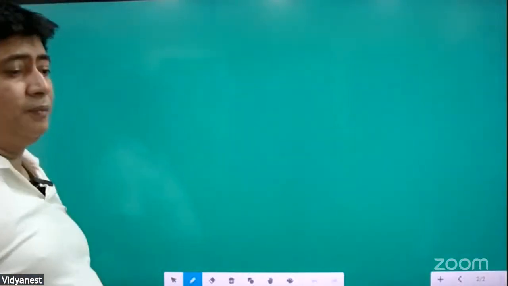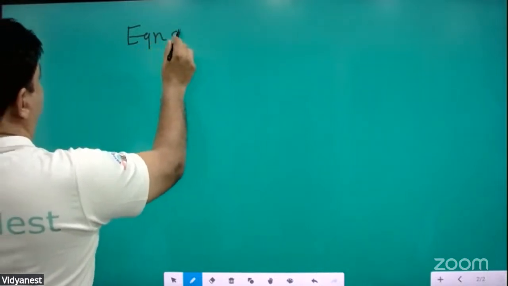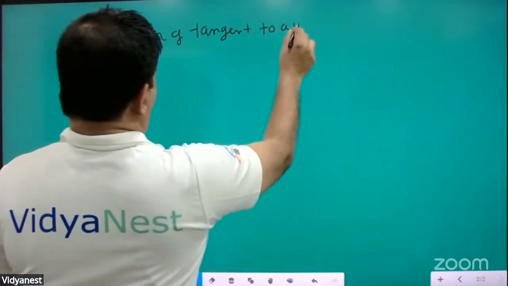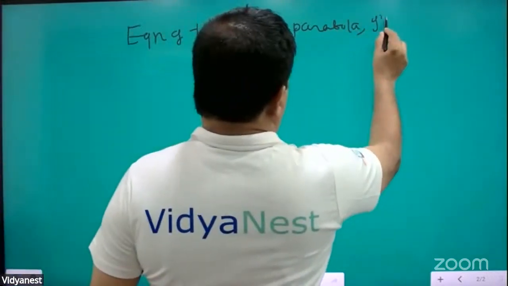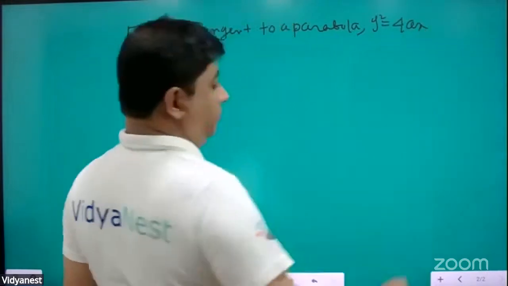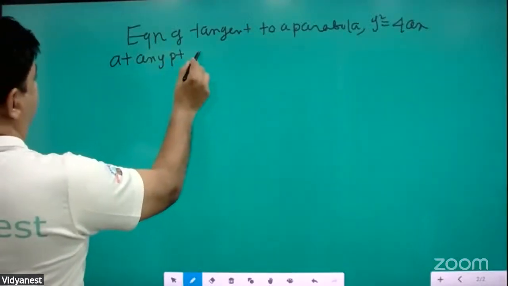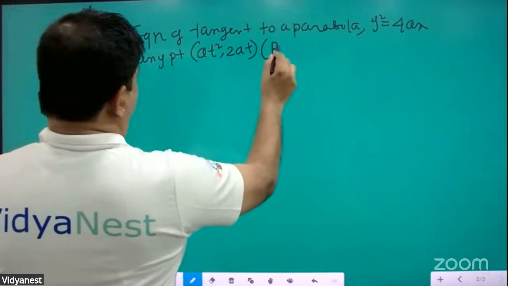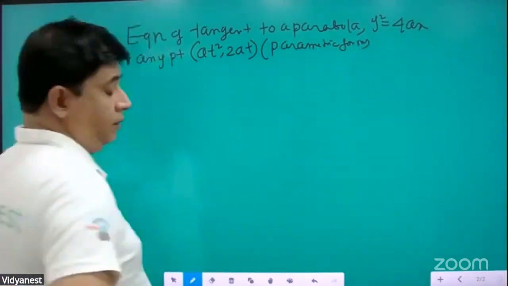Now the equation of the tangent at a point in parametric form. Equation of the tangent to a parabola, what type of parabola? y² = 4ax, at any point (at², 2at), meaning parametric form.